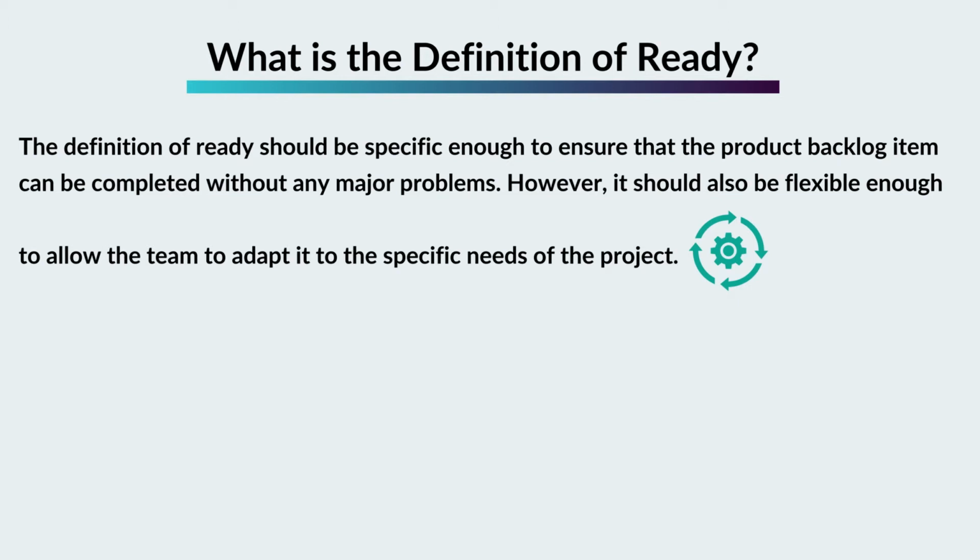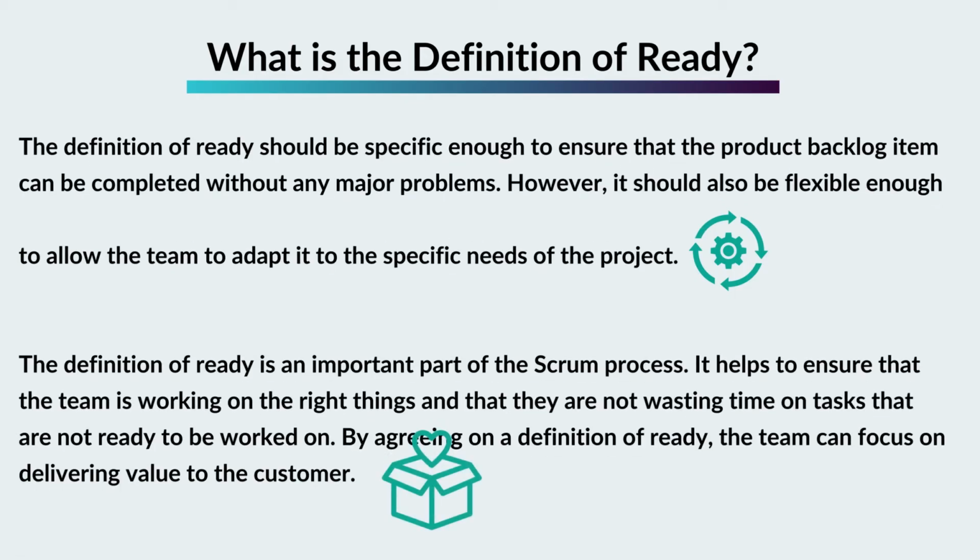However, it should also be flexible enough to allow the team to adapt it to the specific needs of the project. The definition of ready is an important part of the Scrum process. It helps to ensure that the team is working on the right things and that they are not wasting time on tasks that are not ready to be worked on. By agreeing on a definition of ready, the team can focus on delivering value to the customer.